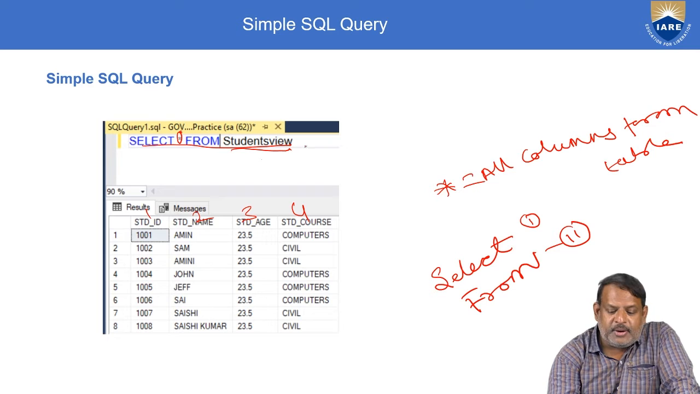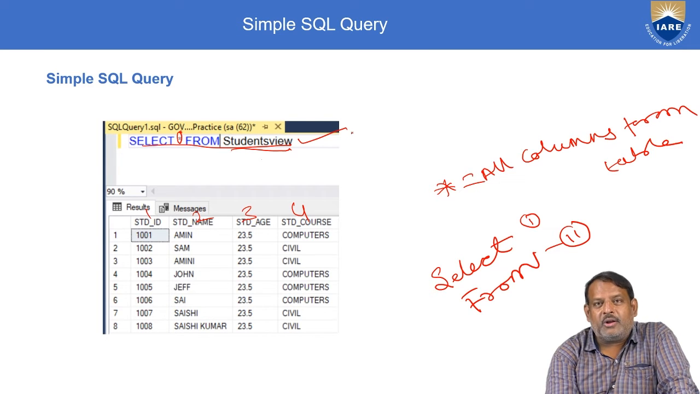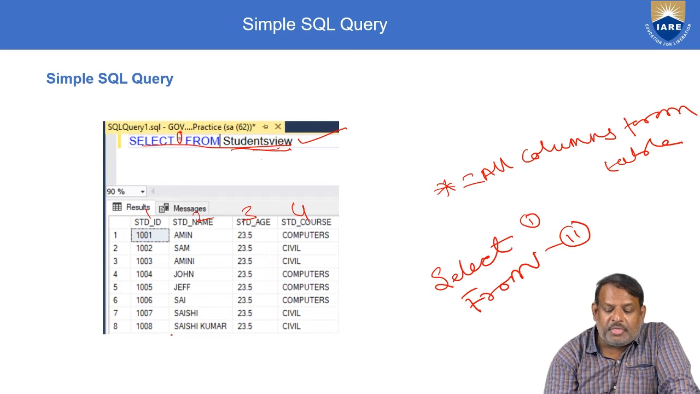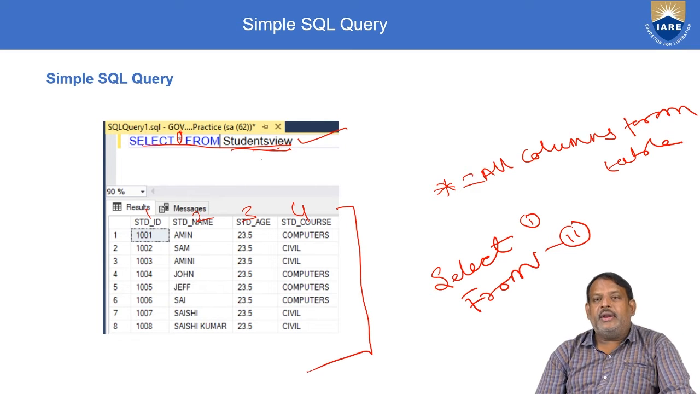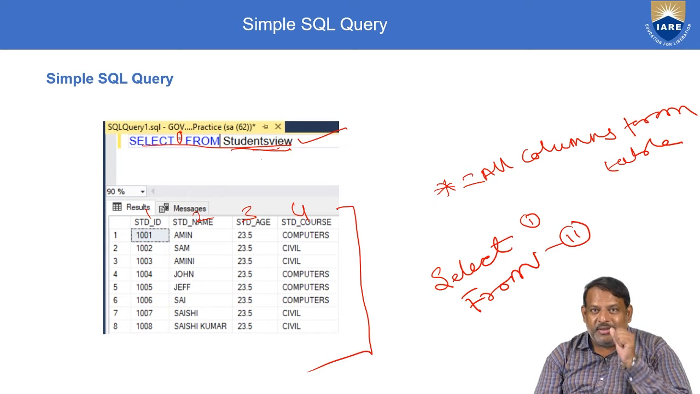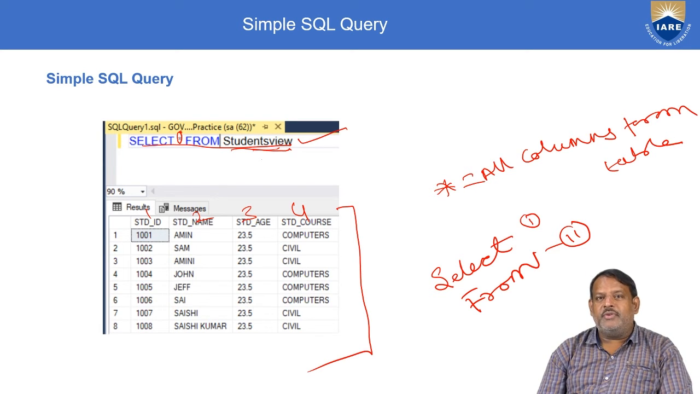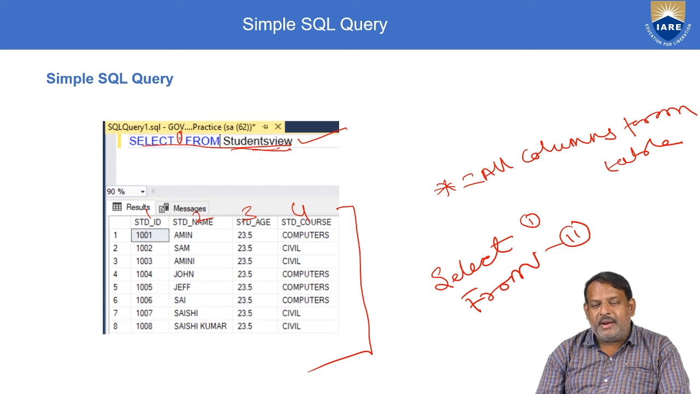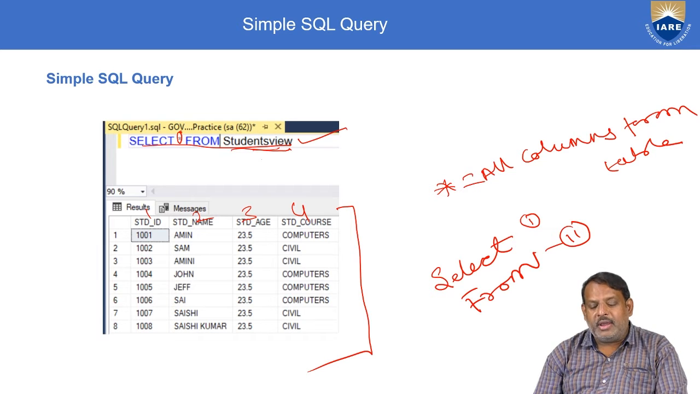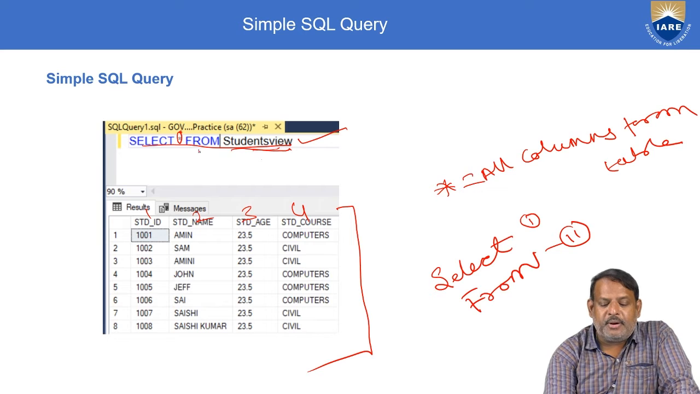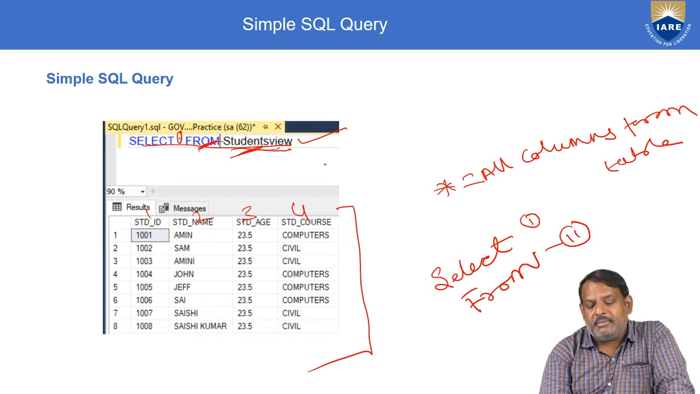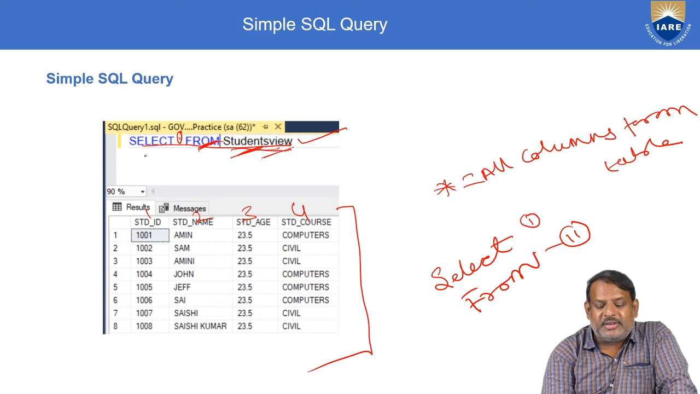When I execute this statement, all the columns from the table student view will be displayed along with the data here. Simple SQL query: select star from student view. Select is mandatory, from is mandatory, and after the select, if you say star, it means all the columns. After the from statement, you have to give the table name. In this case, my table name is student view.